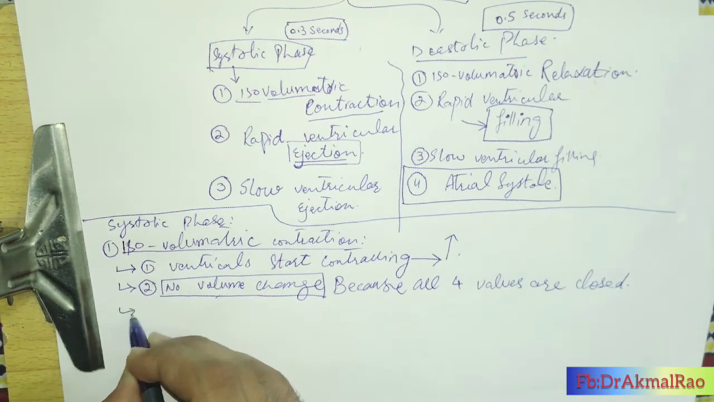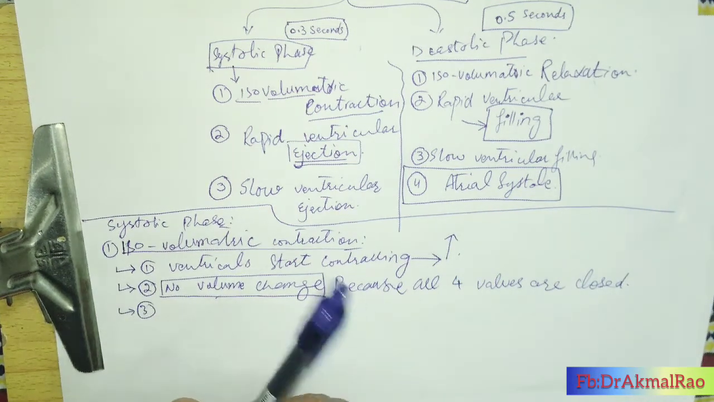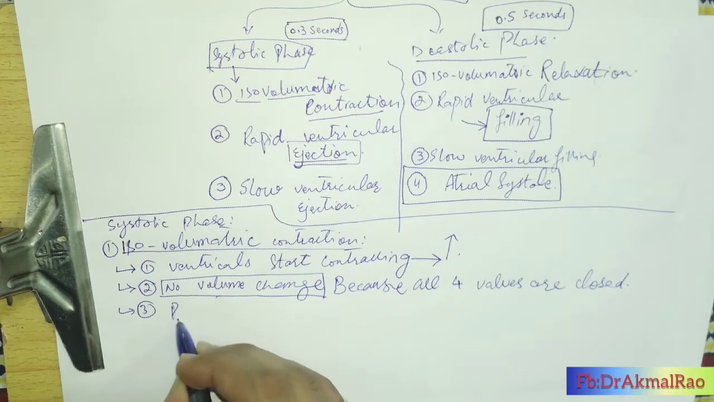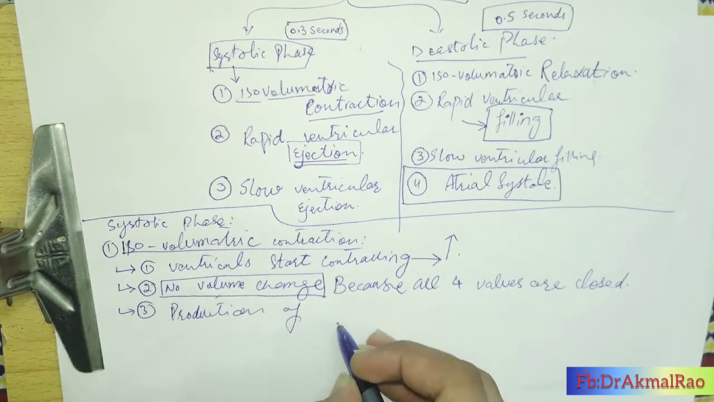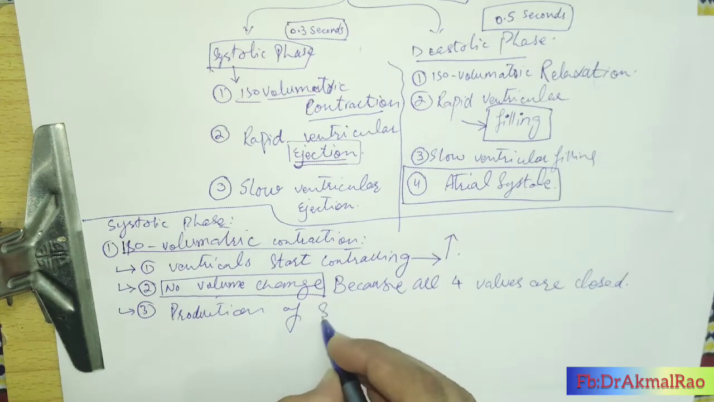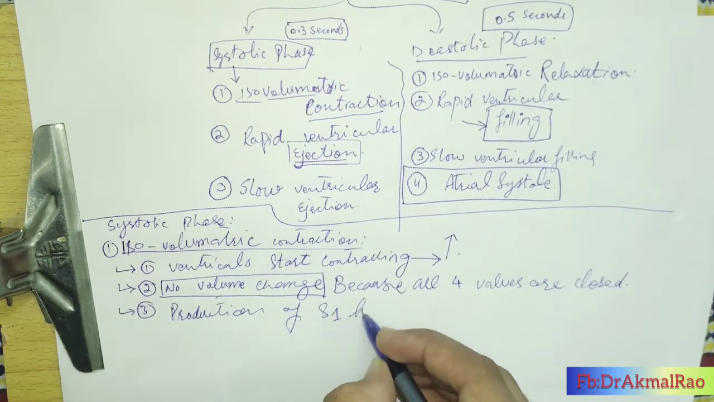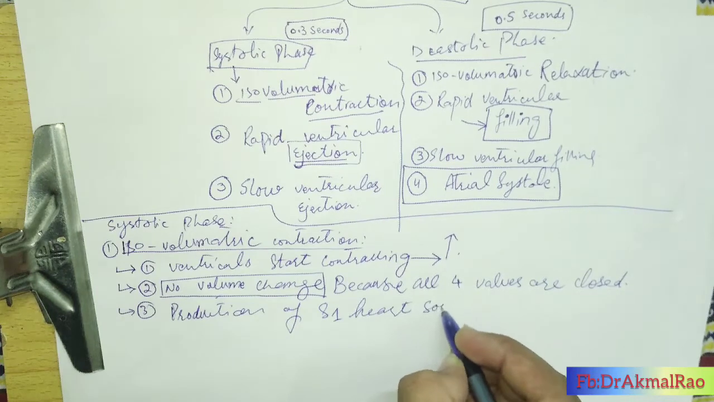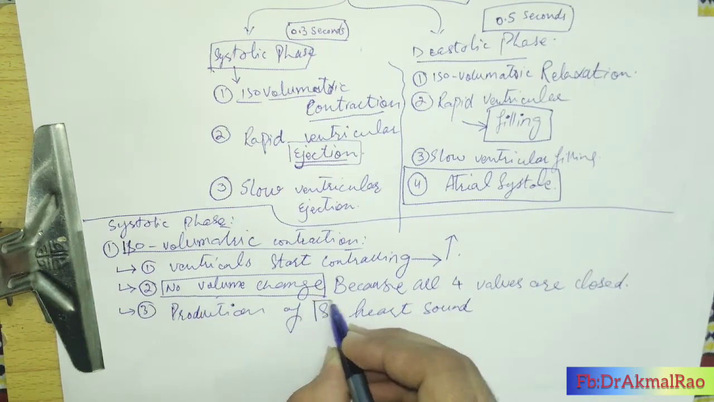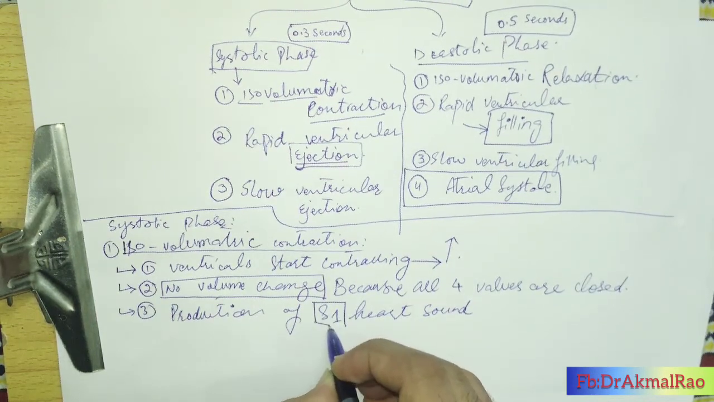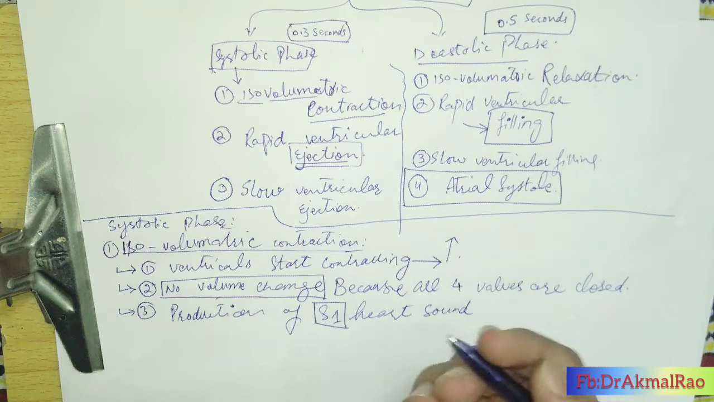The third thing that happens is production of the S1 heart sound. In our next lecture we will study the heart sounds S1, S2, S3, murmurs and others.